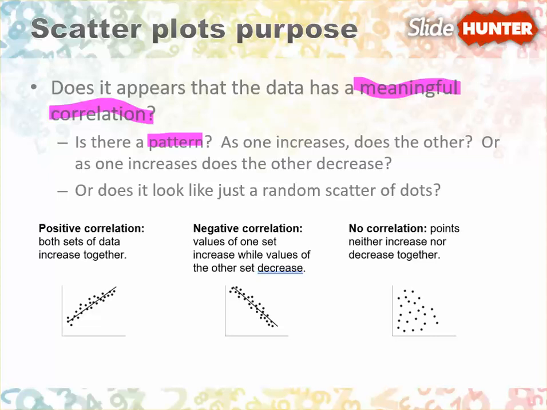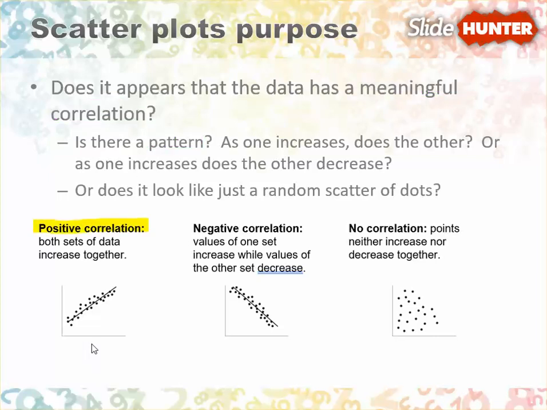And basically, we're looking for a pattern. Okay, what happens? So one type of pattern would mean as one increases, the other one does as well. Or maybe it's the opposite. As one value increases, the other one decreases. But that there is a pattern. We can see that things happen together. Or sometimes there's not a relationship. It might look like just a random set of dots. And that means there's no relationship. There's no pattern.